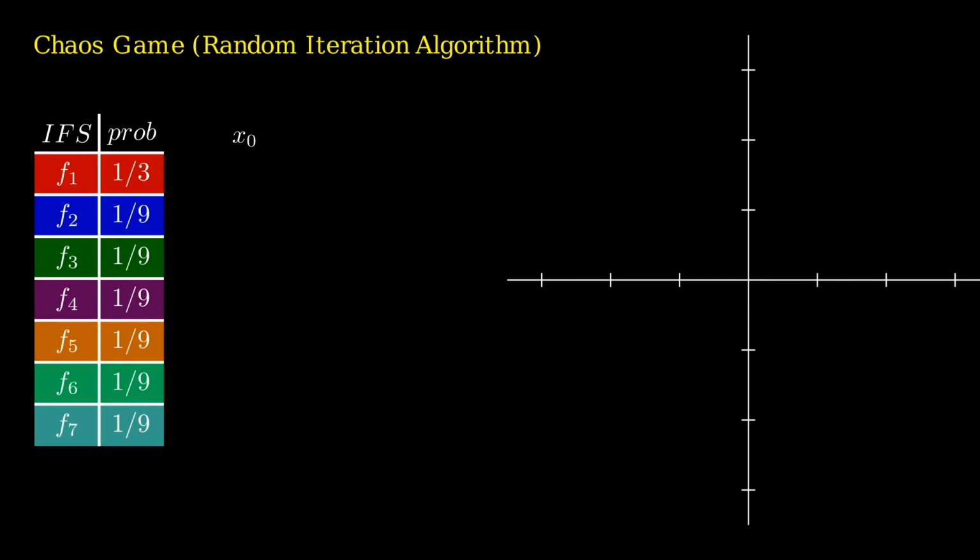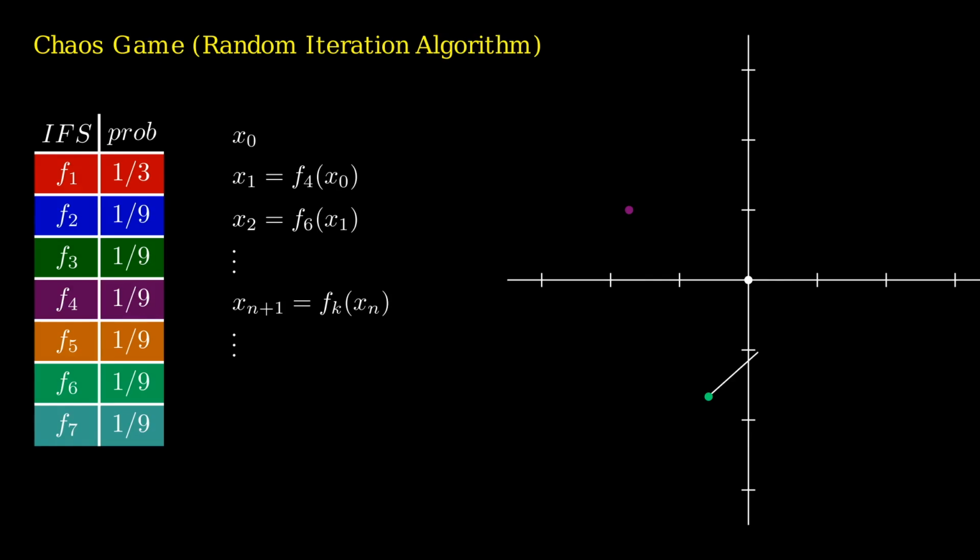Start by choosing an initial point x0 in the snowflake. We will take the origin for this example. Now choose a function at random based on the probability distribution. Suppose it is function 4. Apply function 4 to the point x0 to get a new point x1, which is then plotted. Now choose another function at random. Suppose it is function 6. Apply function 6 to the point x1 to get a new point x2, and then plot this point.